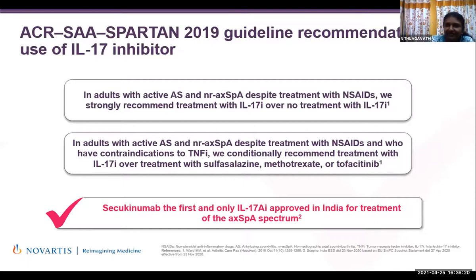Whenever the patients fail to respond to a non-steroidal anti-inflammatory drug, or they have contraindications to TNF alpha blockers, we can use secukinumab, the only interleukin 17 inhibitor approved in India for the axial spondyloarthritis spectrum. Regarding conventional DMARDs like sulfasalazine and methotrexate, these conventional synthetic DMARDs do not have a role in axial involvement. But if the patient also has peripheral joint involvement, like the shoulder or the knee, these disease-modifying anti-rheumatic drugs can be helpful. But for axial involvement, they do not have a role.